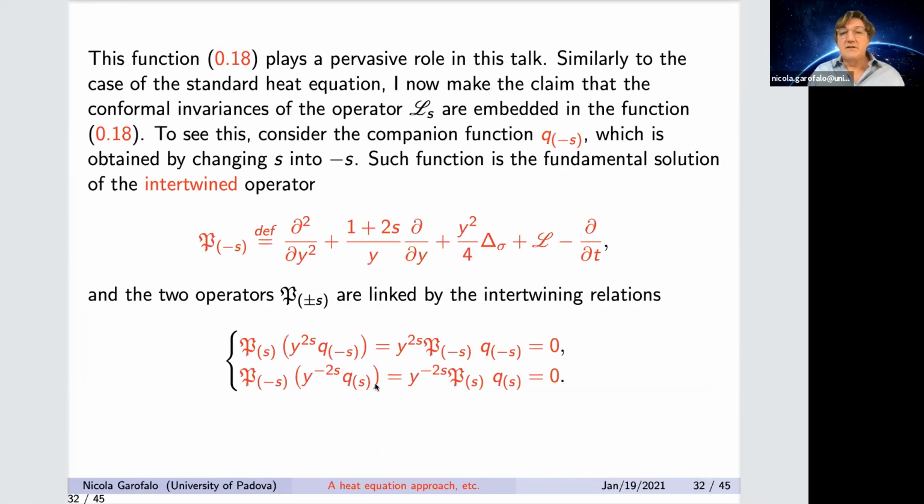So with that fundamental solution, now we can also write the intertwined fundamental solution, the one obtained by changing s into minus s. So there is an operator P_{-s}. And these are the intertwining relations that connect the two operators with the respective fundamental solutions.